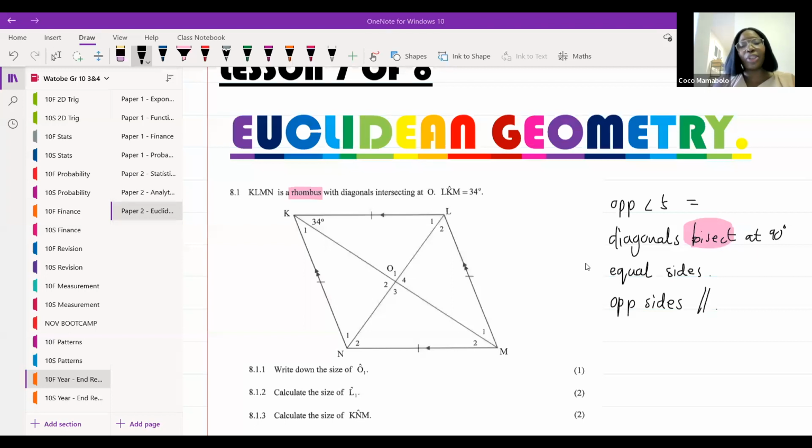All right, let's look at question 8.1.1. It says here, write down the size of angle O1. Thank you, Anotida. Anotida, you're just like a whole boss for giving us the answer. Everybody pop your answer in the chat. What is the size of angle O1? I love it when people give us answers before we've even asked for them. What's the size of angle O1?